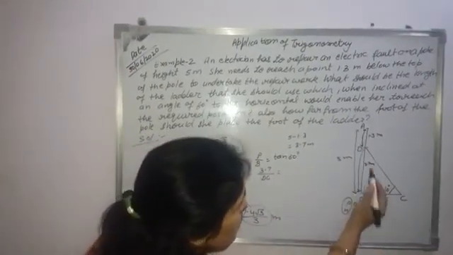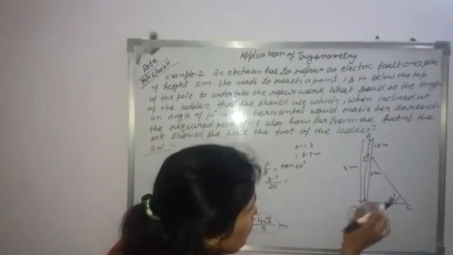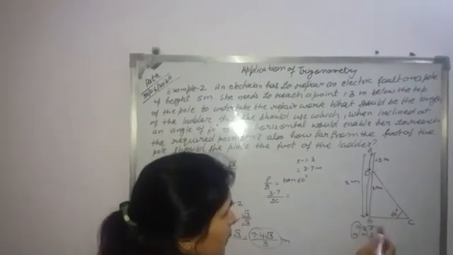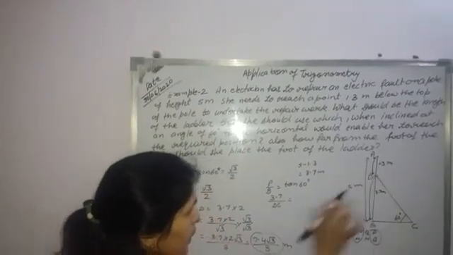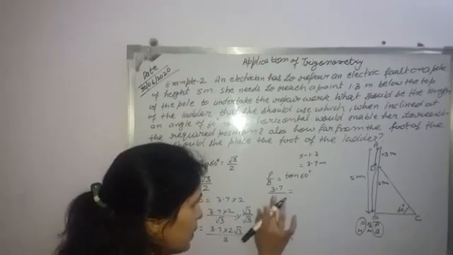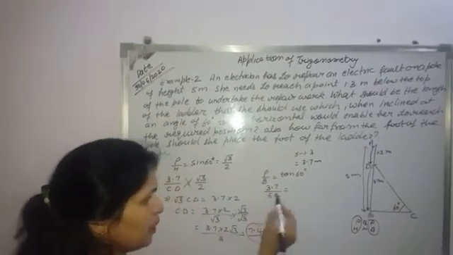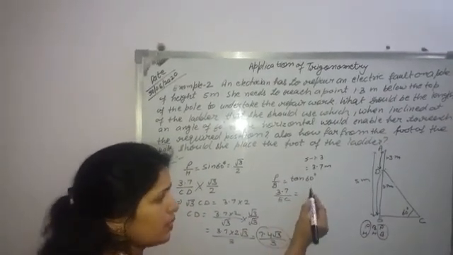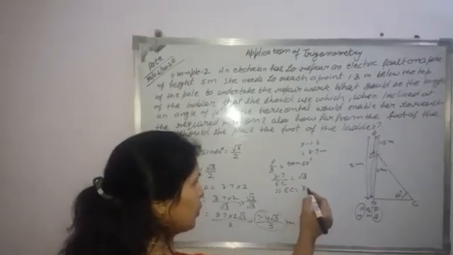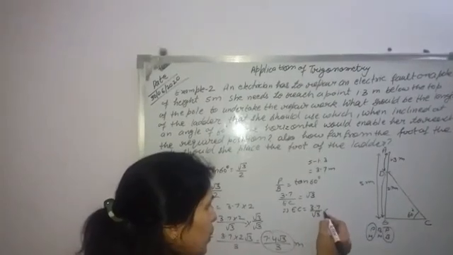Now perpendicular is 3.7, base is DC we want to find out. In this case this point is also D. Let us suppose this point is E. Now we want to find out, in this case, perpendicular divided by base, and base is EC. Tangent 60 is equal to root 3. So EC is equal to 3.7 divided by root 3.